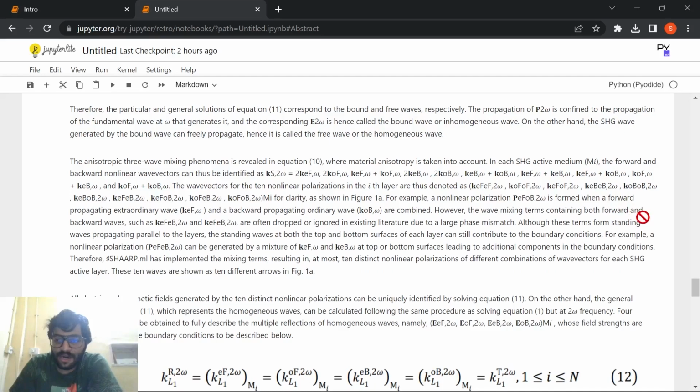And the wave mixing terms containing both forward and backward waves, such as KEF-EB and KOF-OB, are often dropped or ignored due to large phase mismatch. But these terms form standing waves propagating parallel to the layers. The standing waves at both the top and bottom surface of each layer can still contribute to the boundary condition, and thus Sharp.ml has implemented these mixing terms.